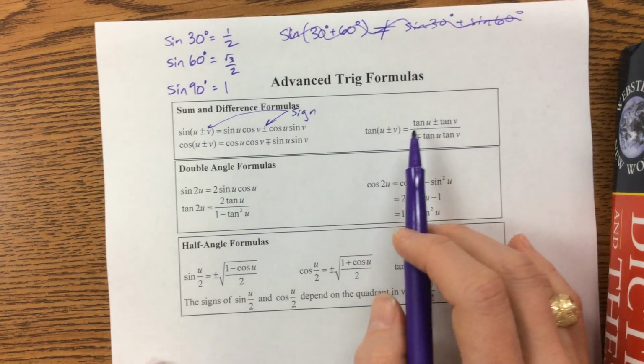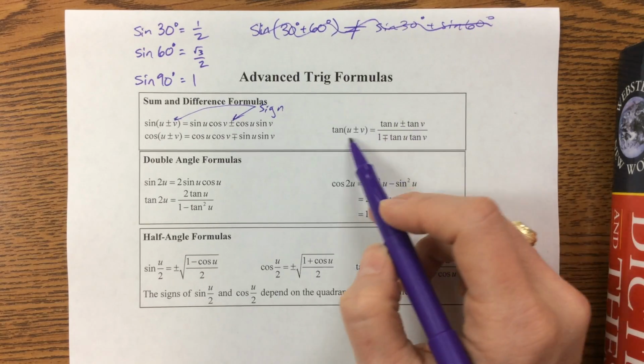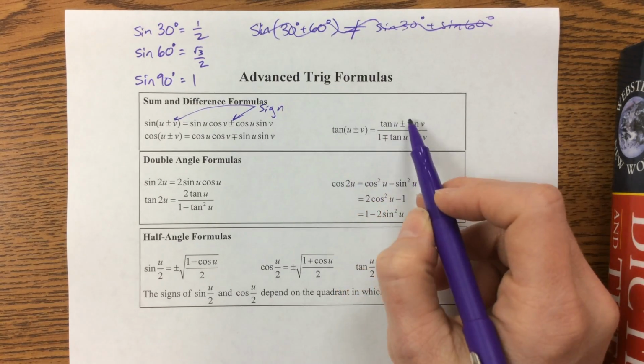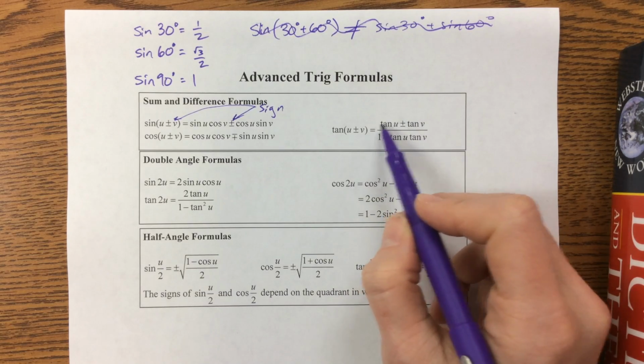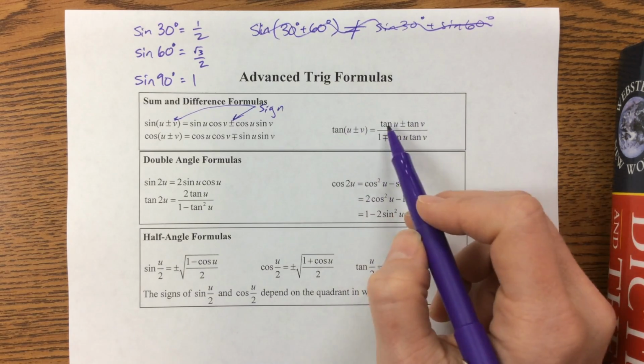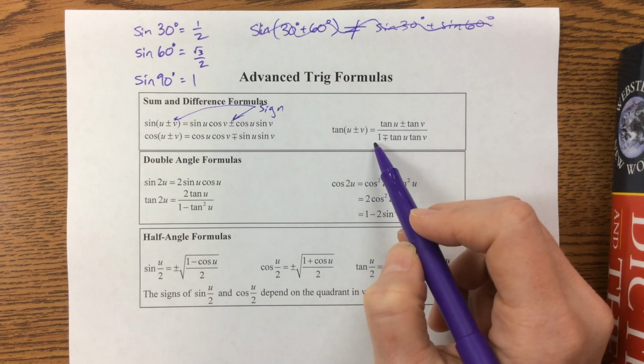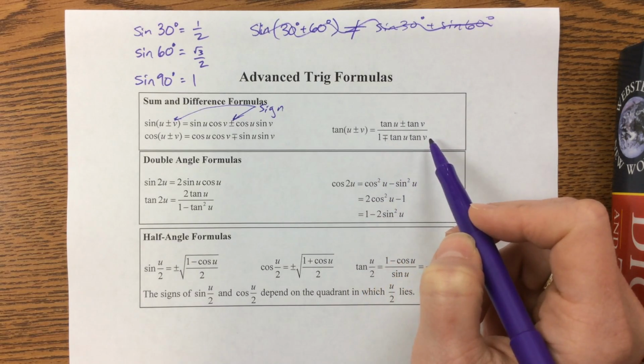Okay, I'm moving on. And then there's tangent, where tangent of u plus or minus v is the same SIGN up here, and it's the opposite down below. So tangent of u plus tangent of v over 1 minus tangent of u times tangent of v.